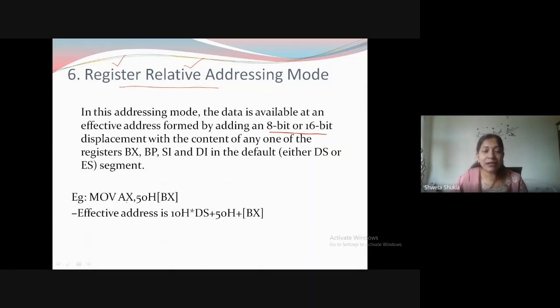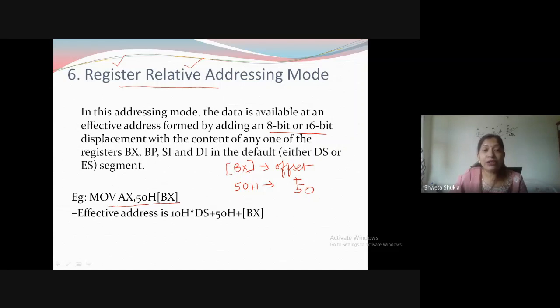For example, the example given here is MOV AX, 50H[BX]. We already know that if BX is in a square bracket, it shows that this is the offset value. But now we have one more value, 50H, which shows that this offset should be displaced by this 8-bit or 16-bit number. Here it is an 8-bit number. So you have to add this 50 to the offset address which is contained in the BX register.